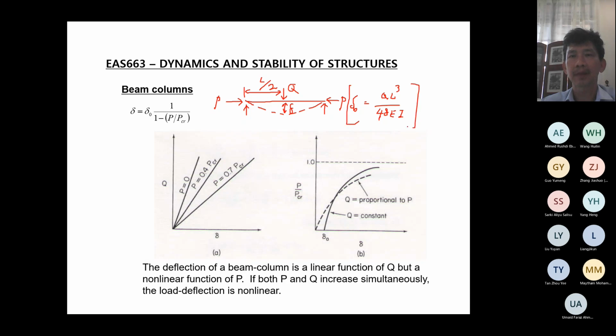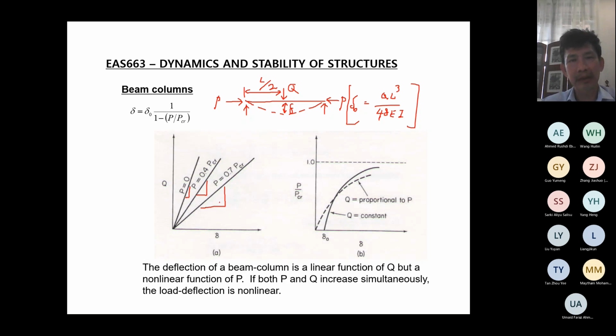and at different levels of P, we fix the P at different levels, then we increase the Q, then the effect of having P here will be to reduce the stiffness, to reduce the bending stiffness of that member. And why we say it is reduced is because the slope of this line and the slope of this line represent bending stiffness.